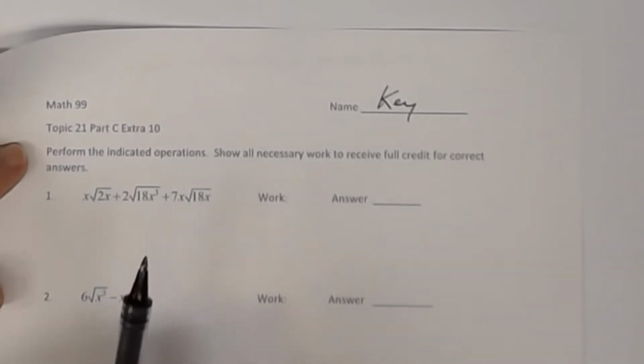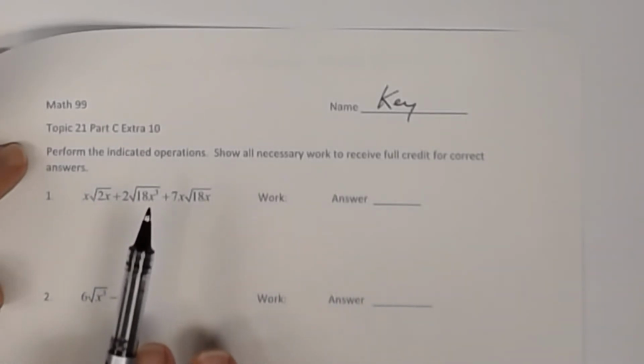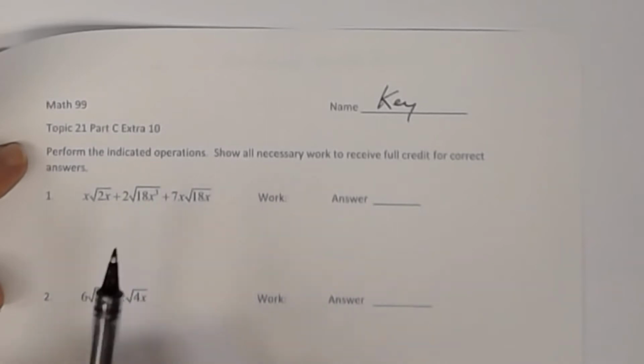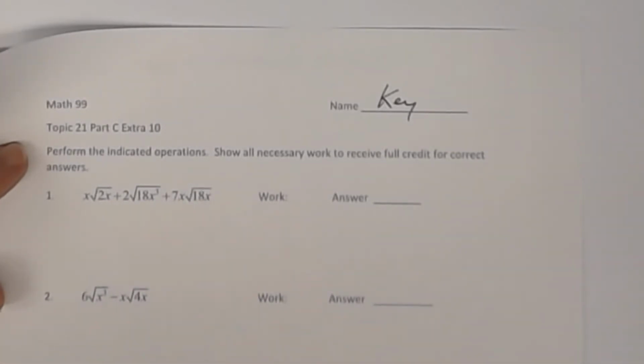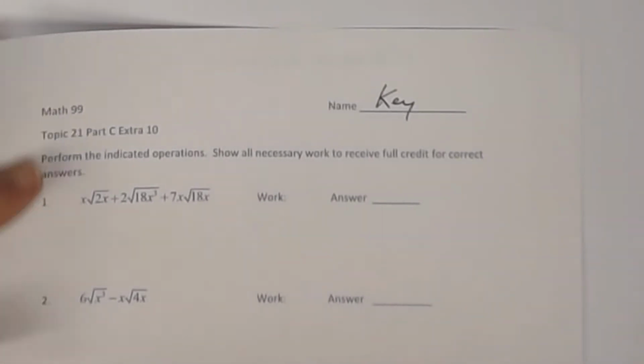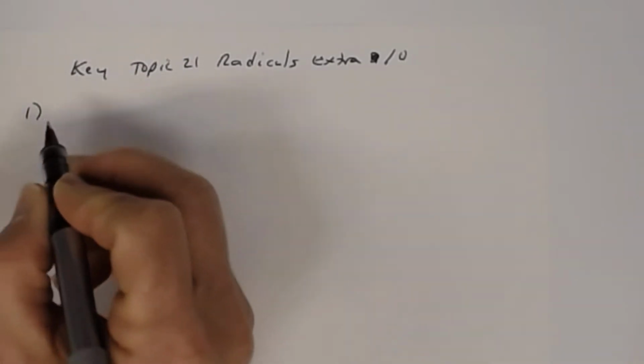Now, the situation here is that you're going to have to simplify the radicals first. In almost all of the problems on this worksheet, you have to simplify first and then combine like terms. So let's look at number one. By the way, it does say show work, so you must show the work.